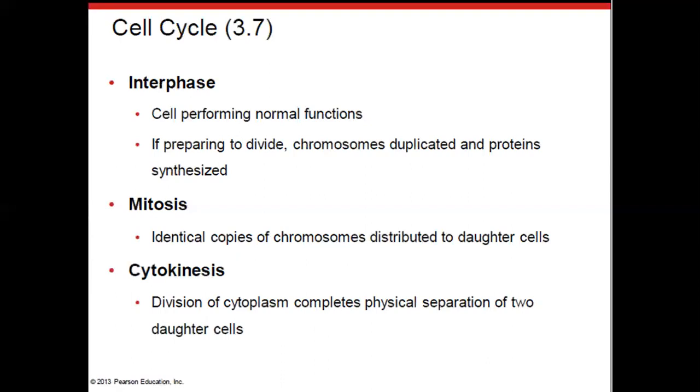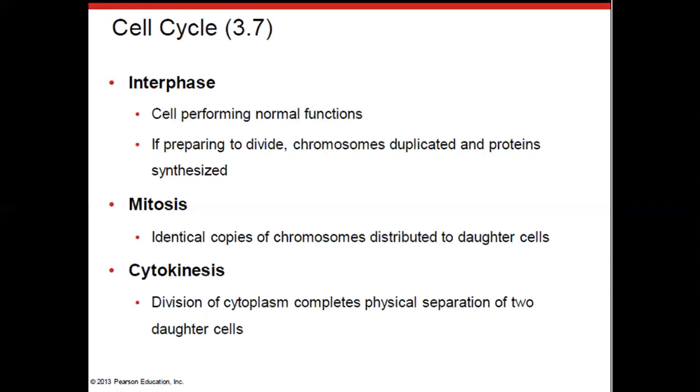Most cells spend most of their time in a phase of the cell cycle called interphase, where the cell is fully functioning, performing normal functions, and not undergoing division. When the cell prepares to divide, chromosomes duplicate themselves and create what we mentioned earlier was a chromatid, and then proteins start to get synthesized that will help in cell division. Mitosis creates identical copies of those chromosomes, right? So this is during the latest stage of interphase, just before mitosis occurs.